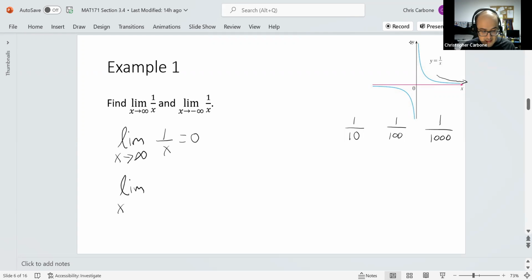Likewise, as x approaches negative infinity, we could do that same thing: 1 over negative 10, 1 over negative 100, 1 over negative 1,000. So as we let x be large in the negative direction, we could see that the graph also does, as it shows on the graph here, approach the value of 0.